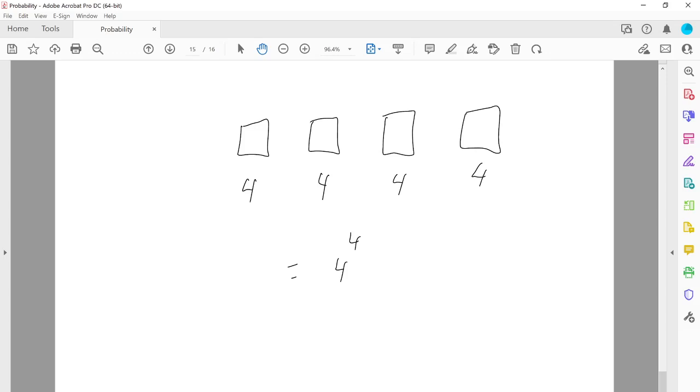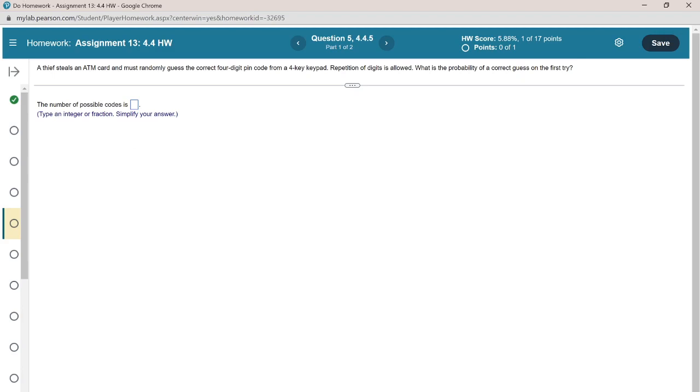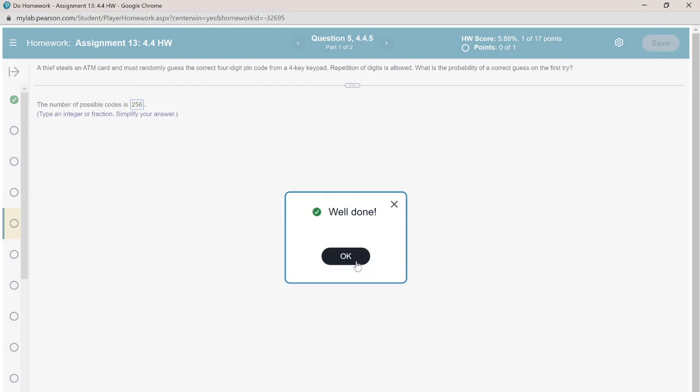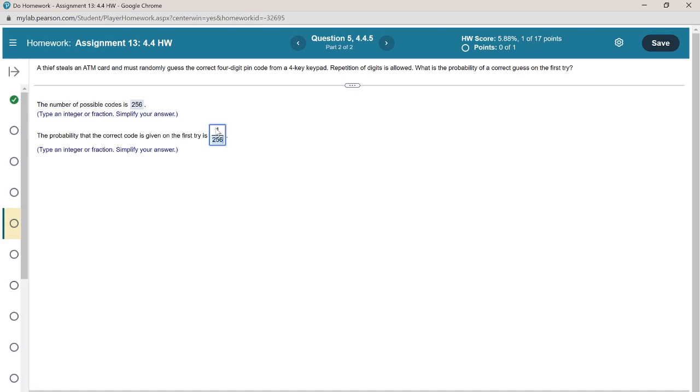If you work out 4 to the power 4, it is equal to 256. So there are 256 different possible codes. The probability that the correct code is given on the first try is, out of these 256, only one is the right answer. So the probability is 1 out of 256. In this part we can use an integer or fraction as the answer, so 1 over 256 is the right format.